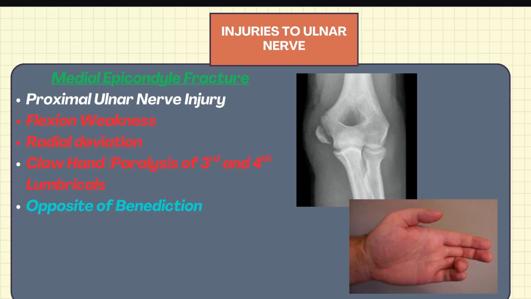Now, this proximal injury is going to cause flexion weakness and radial deviation. Radial deviation might not make sense, because how are the ulnar nerve and radial deviation intercorrelated? Basically, because you have an injury to your ulnar nerve, you lose ulnar deviation. So your hand is going to stay in the radial deviation position, and it's also going to cause claw hand, because paralysis of the third and fourth lumbricals, and also, by the way, the interosseous muscles, is going to cause claw hand because you won't be able to extend your interphalangeal joints. Basically, it's the opposite of the hand of benediction.